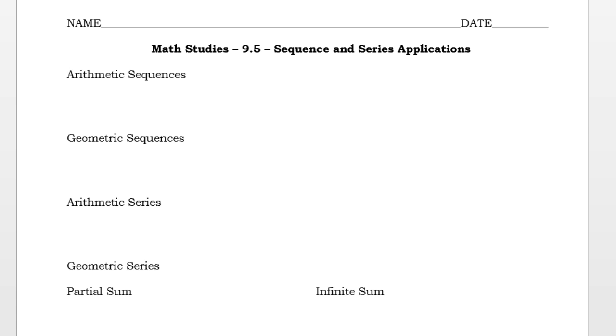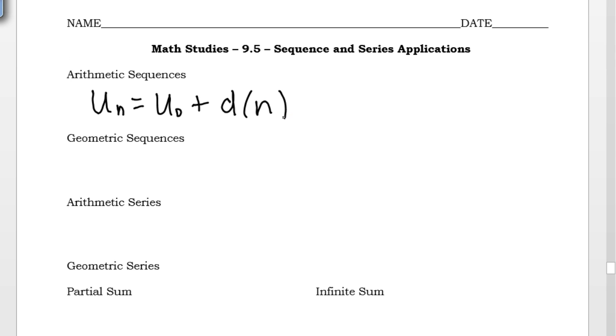So the first thing is arithmetic sequences, and the formula from that should be on 9.1. The explicit formula is u_n equals u_0 plus the common difference times n. If we need a formula for the common difference, it's u_2 minus u_1, and if we need a formula for u_0, it is u_1 minus d. Remember, arithmetic is when you are adding, and sequences are just getting a list of numbers.